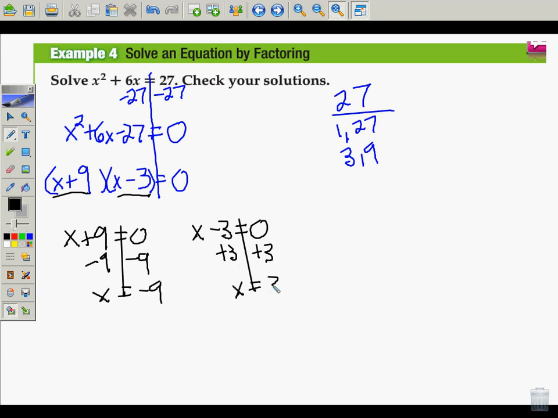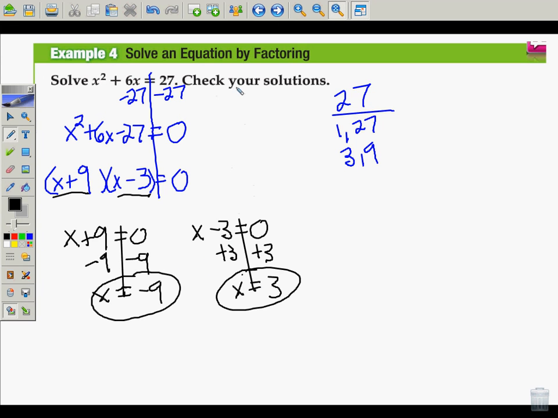And, like we talked about before, when you solve by factoring, you almost always get two different answers. We'd get x equals negative 9 and x equals 3. The way you could check your solutions would be to plug them back in, see if you get the right answer. These are the correct answers, so we don't need to worry about checking them in this example.